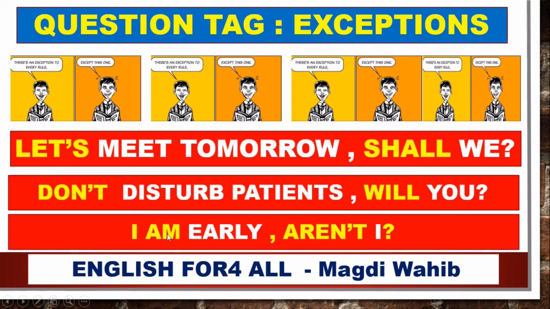I'm early. Aren't I? Don't you ever write amn't I. This is how English people talk. I'm early. The question tag will be aren't I? I'm serious. Aren't I? I'm late. Aren't I? I'm sick. Aren't I? So with I, verb to be, we change it to are.